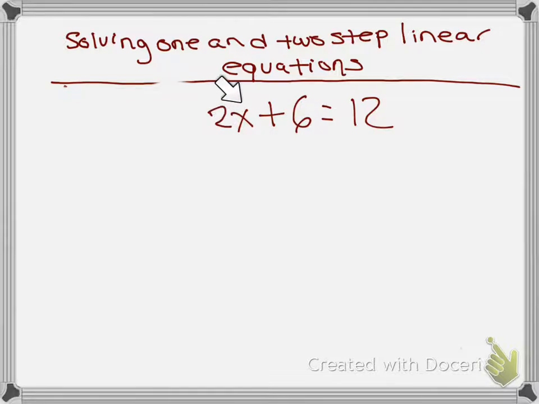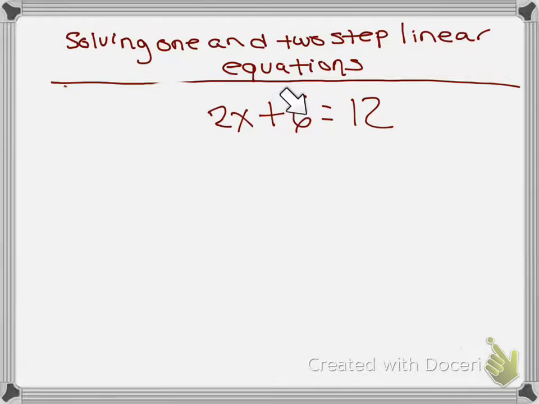And it's going to be a far simpler process if you get rid of the 6 first. So always get rid of the number that's farthest away from your x. Okay, that 2 is right next to your x, 6 is a little bit further away. If you get rid of this first, it's going to be a lot easier. Okay, we also call this reverse PEMDAS.